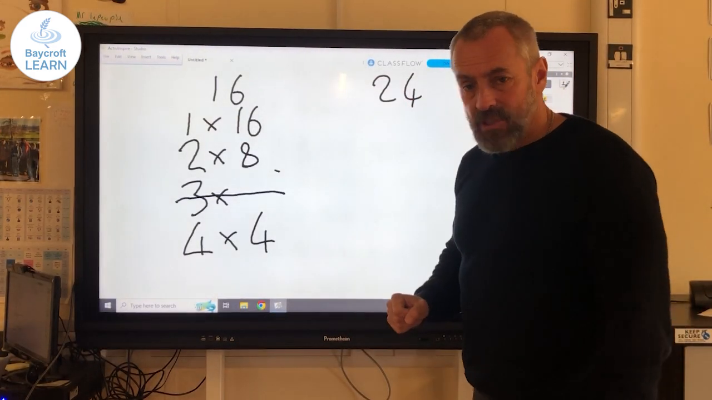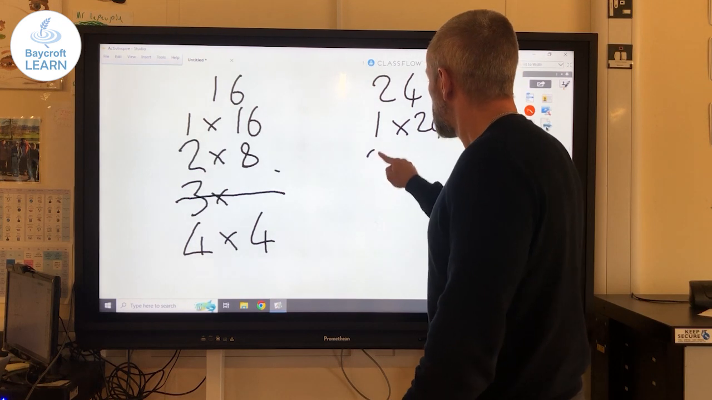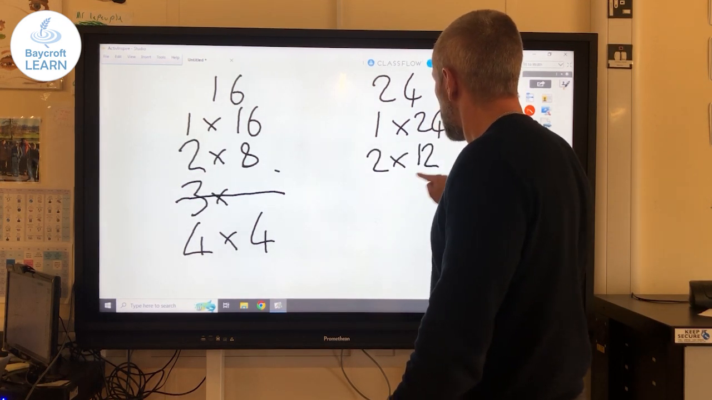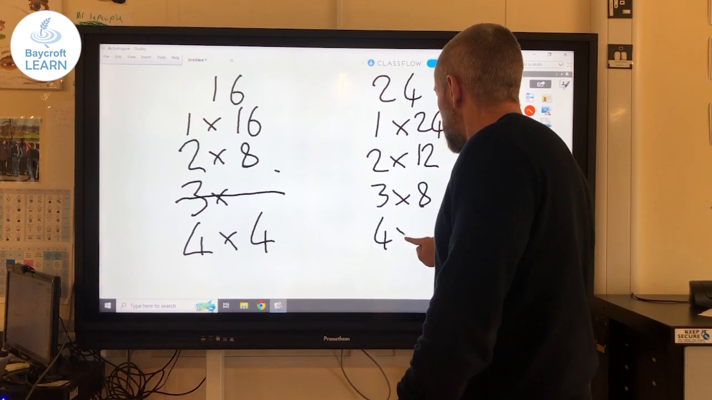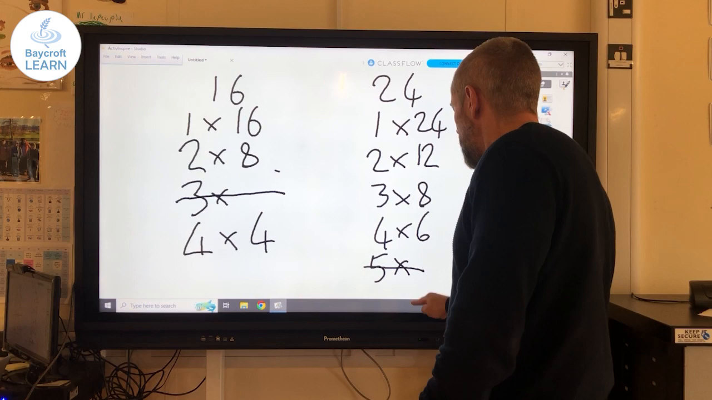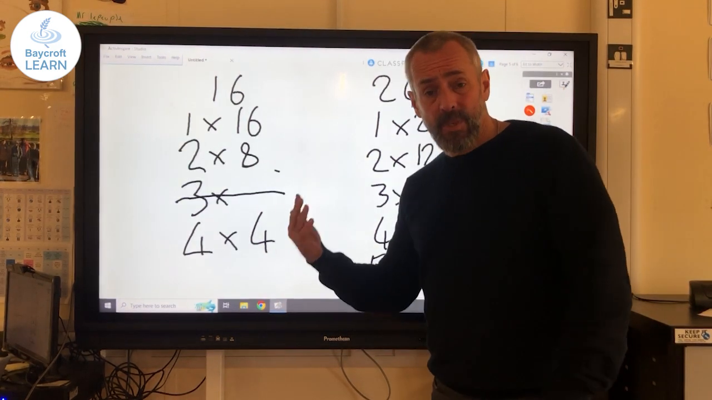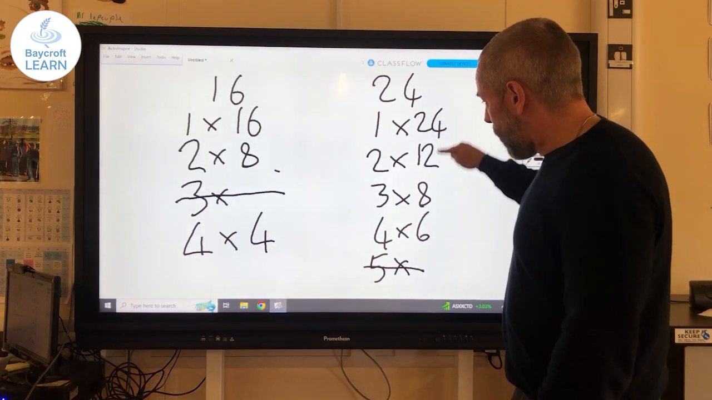Then we're going to do the same for 24. 1 times 24, 2 times 12, 3 times 8, 4 times 6, 5 times doesn't work, and then the next one is 6 times 4, which is a duplicate, it's a double, so we can stop. And then we've got all of our factors.